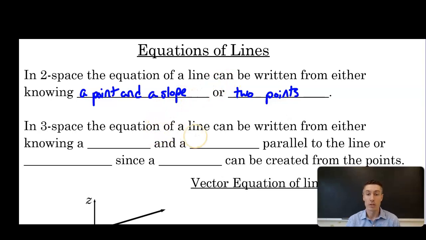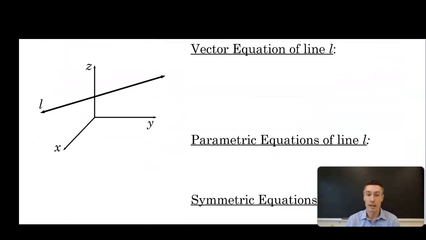So in 3 space, the equation of a line can be written from either knowing a point and a vector parallel to the line, or 2 points still, since a vector can be created from the points. So now in 3 space, instead of the concept of slope being how we define a line, we're going to use a vector to give us the direction of the line, and we'll still need a point that's on the line to help us define the equation. So there are 3 different ways that we can write the equation of a line in 3 space.